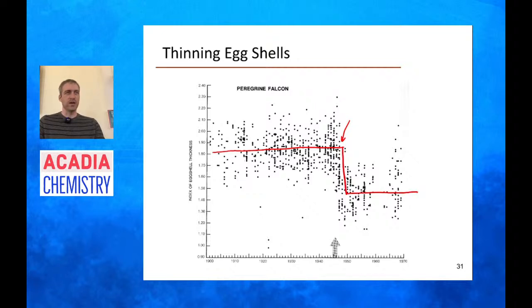And this would be the data of best fit after. So there's a significant reduction in egg thickness after the DDT spraying programs began. It was correlated with DDT concentrations in the animal's blood. And they believe this was the cause of the bird population decline.